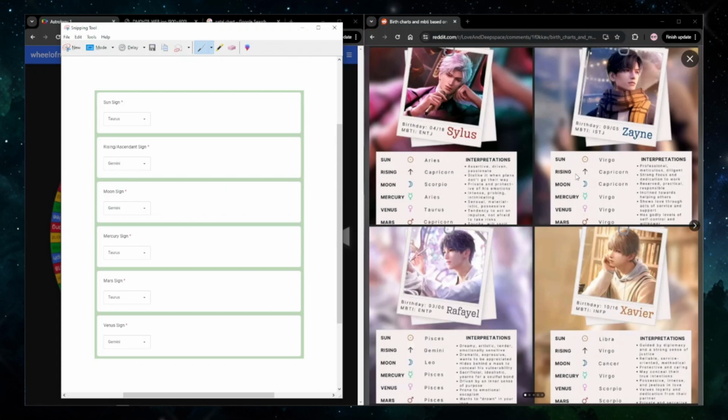Now, your Mars sign, let's see, is in Taurus. Mars sign is in Taurus, and his Venus is in Taurus. Oh, that's excellent. He's actually looking for stability, and you exude that stability in a relationship. Wow. That is pretty damn good, actually.